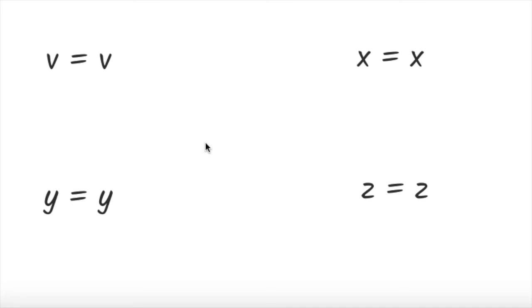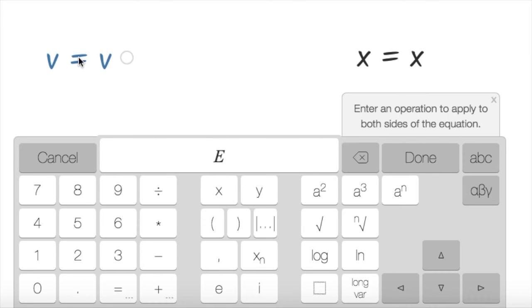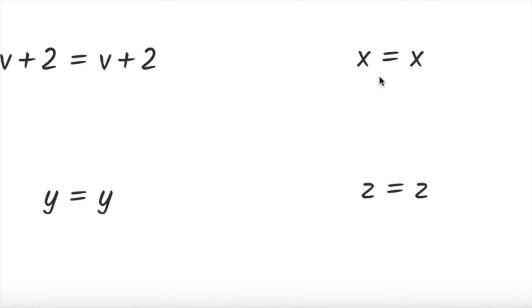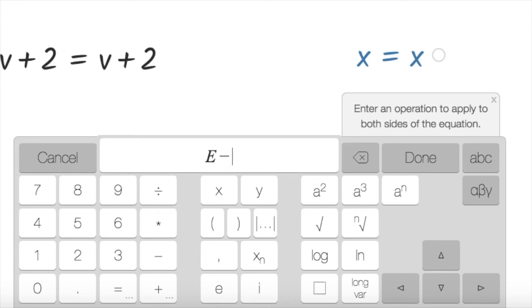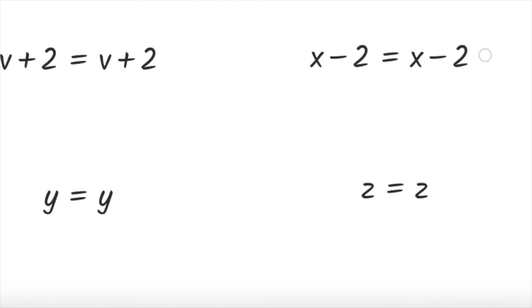Finally, the properties of equality. You can see that I have 4 equations here. To add, subtract, multiply, or divide something from both sides, tap and hold the equal sign. I'll tap and hold the equal sign here to add 2 to both sides, and I can do the same for subtraction, multiplication, and division.